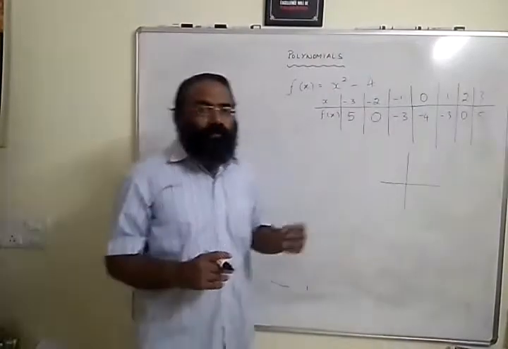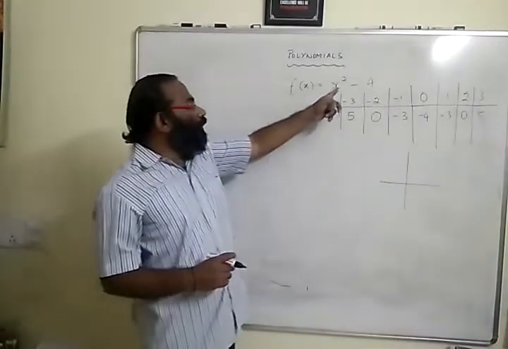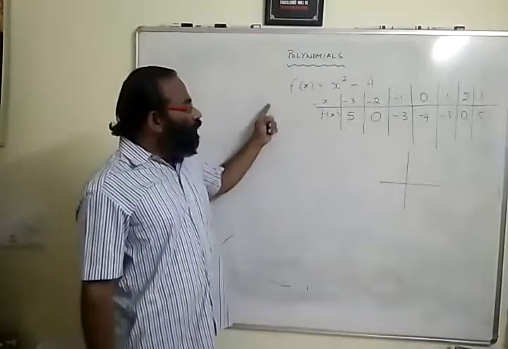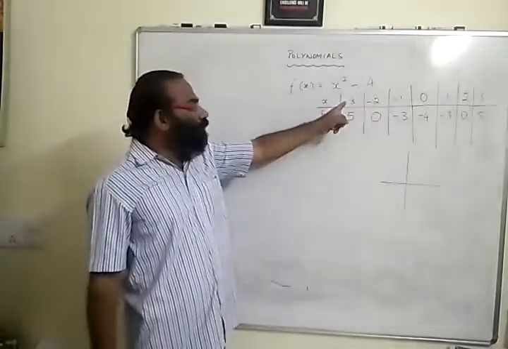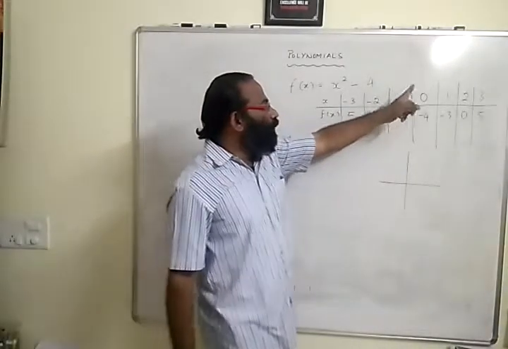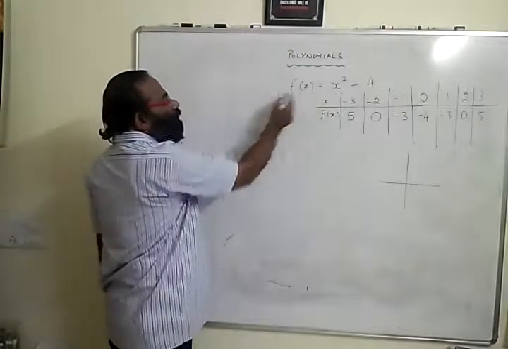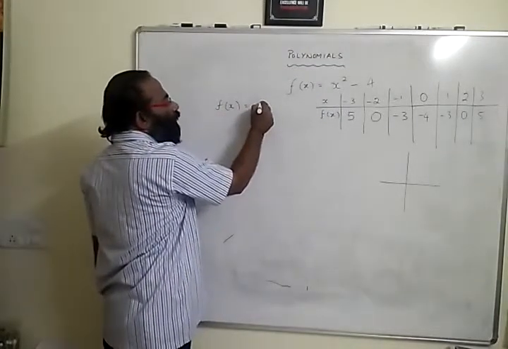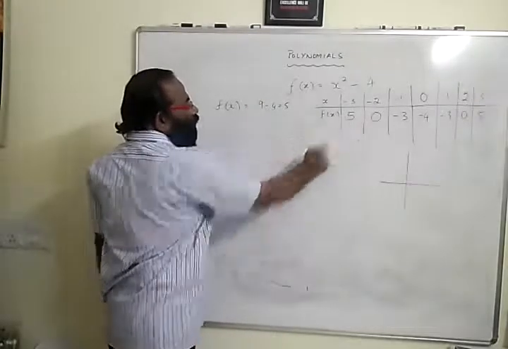Hi, continuing from where we left off last time, let's look at quadratic polynomials. I have taken this quadratic polynomial, x squared minus 4. If I put different values for x, I have put a few here: minus 3, minus 2, minus 1, 0, 1, 2, 3. If I put minus 3, then f of x is equal to minus 3 whole squared, that becomes 9 minus 4, which is 5. That is what I have put over here.